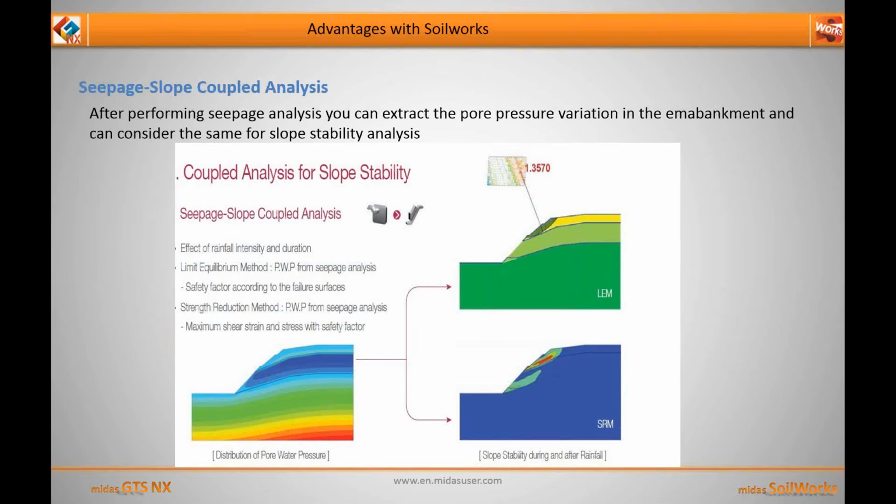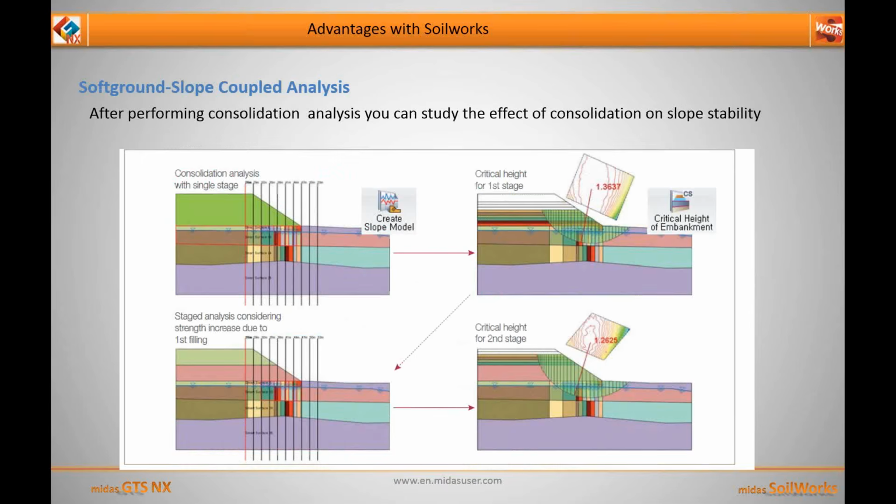Now the third advantage is you can consider the seepage slope coupled analysis. As I was discussing, after performing the seepage analysis, you can extract the pore pressure variation in the embankment and consider the same for the slope stability analysis, both using LEM and SRM. For this you need two modules of SoilWorks, that is seepage and slope module. The fourth advantage is that you can perform the soft ground slope coupled analysis. That is, after performing the consolidation analysis, you can study the effect of consolidation on slope stability after each stage. So it is very, very helpful to simulate the real ground situations.